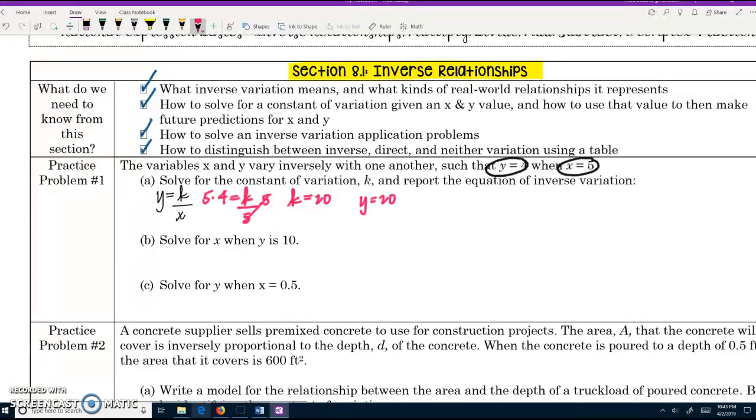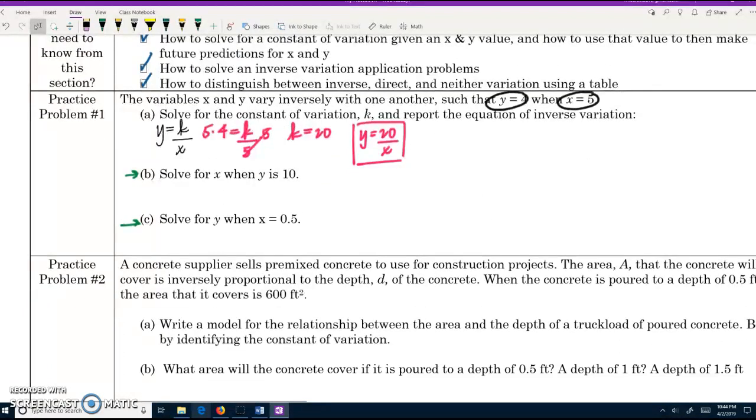Once I have k, then I have this inverse relationship that I can use to make predictions given an x or given a y. So that's my relationship, that's my equation. And then I just want to use that for b and for c. So for b, I want to solve for x when y is 10. So I'm just going to plug 10 in for y, and I'll have 10 equals 20 over x. In order to get x by itself, I'm going to multiply it over to this side. And then I will have 10x is equal to 20. I can divide both sides by 10, and I will have x is equal to 2. So when y is 10, x is going to be 2.